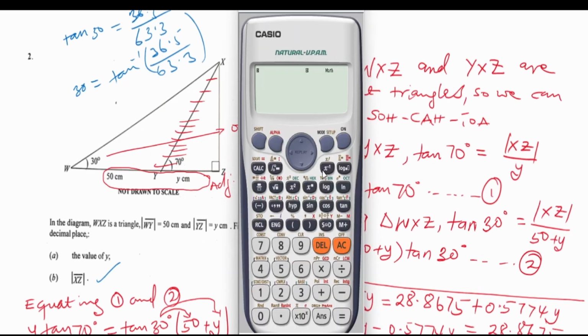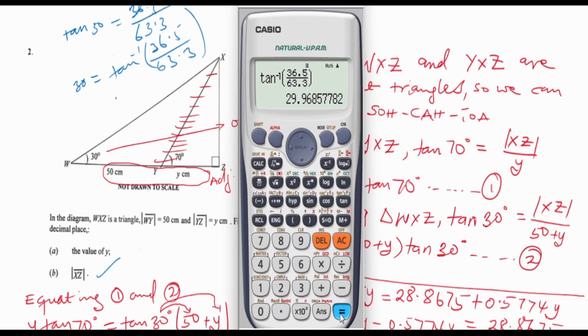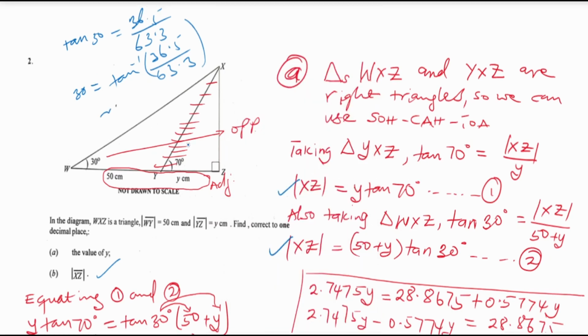Again, tan inverse, we use shift tan. Tan inverse of, let's use fraction, 36.5 divided by 63.3, and that will be equal to 29.97. Again, because of the approximation, we'll take that. So 29.97, which to the nearest whole number is still 30 degrees. So that means both answers are correct.